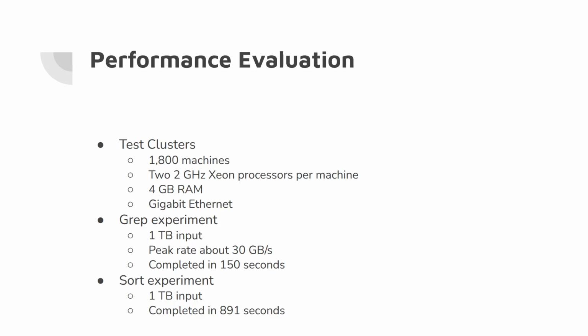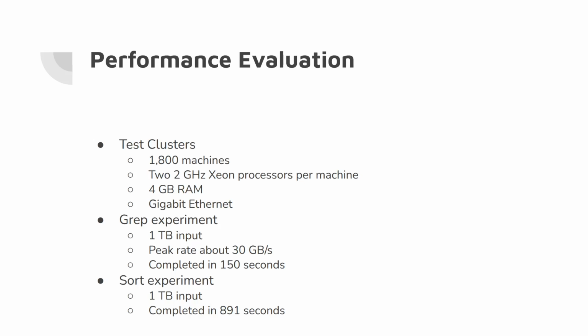The authors evaluated MapReduce on a cluster of approximately 1,800 machines. Each machine had two 2 GHz Intel Xeon processors, 4 GB of memory, local IDE disks, and a gigabit Ethernet connection. The first experiment performed a distributed grep operation over approximately 1 terabyte of data. It reached a peak input processing rate of more than 30 gigabytes per second and finished in about 150 seconds. About 1 minute of that time was startup overhead.